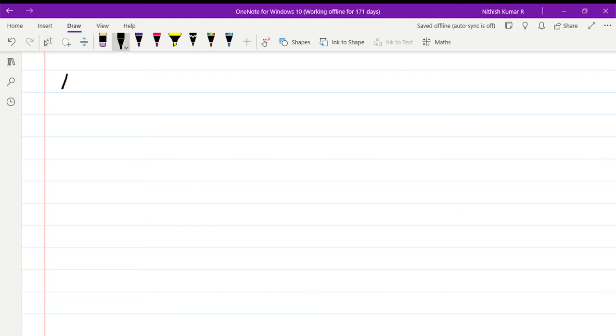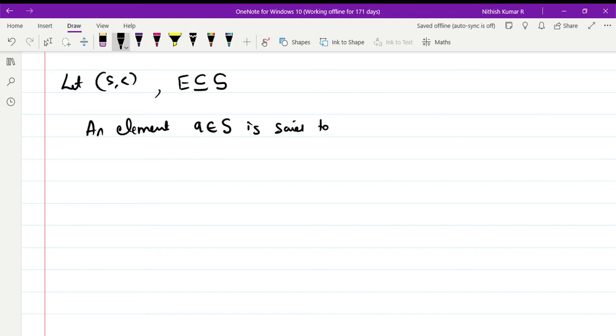Now let S, less than, be an ordered set, and E is a subset of S. Now an element A belongs to S is said to be supremum, or we call it the least upper bound of E.